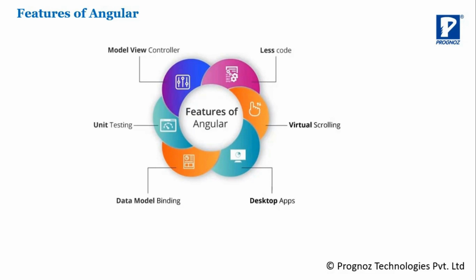And unit testing, I already told, Angular uses Jasmine testing and Karma testing tools for testing the functionality internally. And data model binding also I told, by using the binding concept, whenever we want to bind the data to a particular HTML element in the Angular application, then we are using the data model binding technique. Next, desktop applications we can also develop, web applications we can develop.